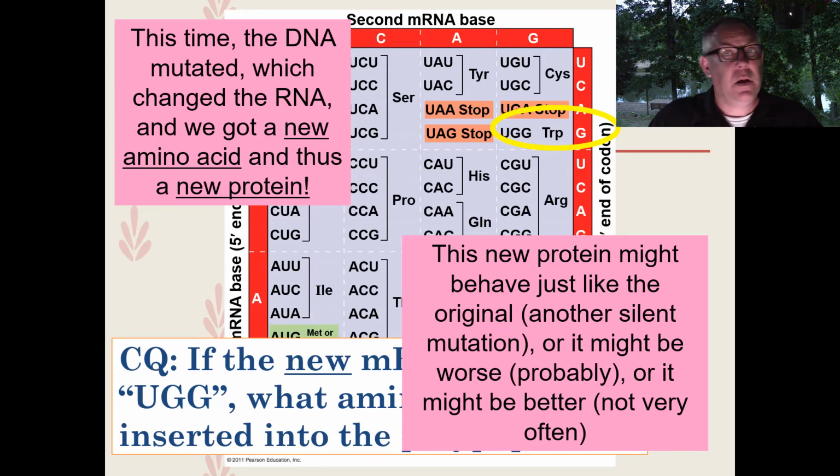Now, this protein might still behave like the original. It might be that that amino acid in that position is not supercritical, and so if you swap out an amino acid, the protein still works fine. So that would be another type of silent mutation. The DNA mutated, you put a new amino acid in, but it ended up not making a difference. That can happen.